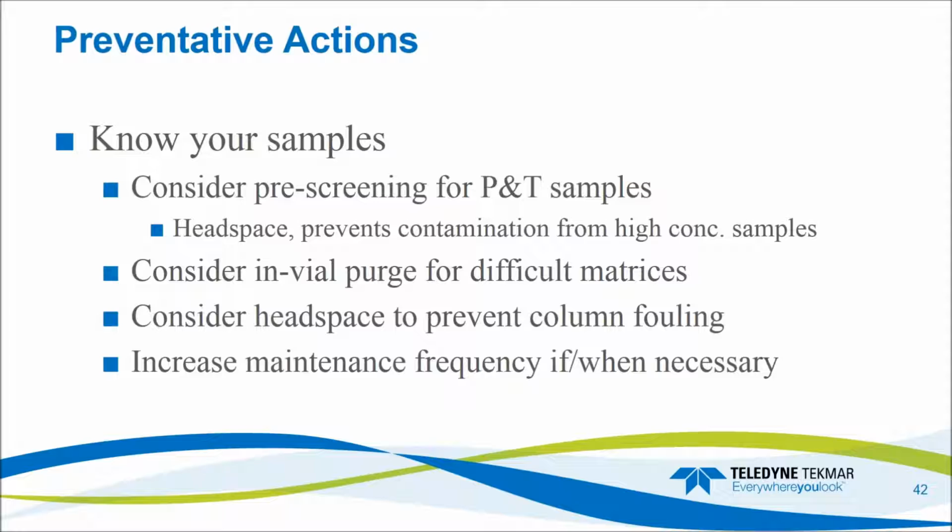Okay, and then last but not least, know your samples. Consider pre-screening for your purge and trap samples, so catch those really high samples before you run them through your system and contaminate it. When you have difficult matrices that might leave residues in the sparger, consider an in-vial purge. You keep all that mess in the vial, you don't transfer it to the sparger and then contaminate your liquid pathway. Consider headspace when possible, especially in place of liquid injections to prevent column fouling, or even in place of purge and trap for high concentration samples to avoid contamination of your purge and trap system.